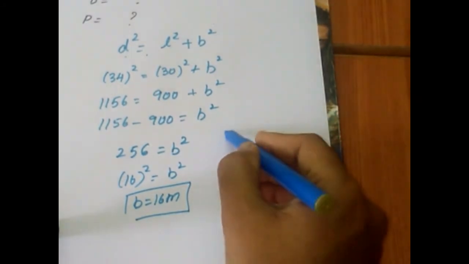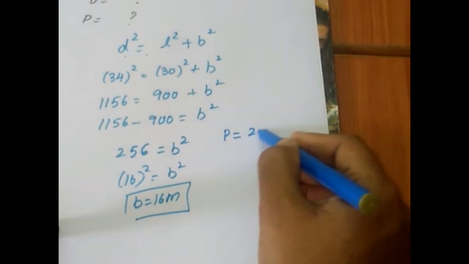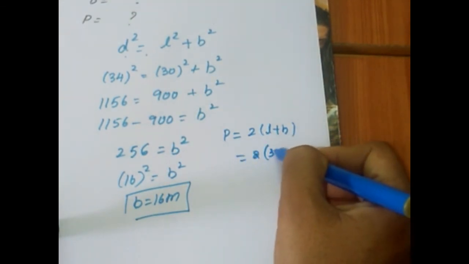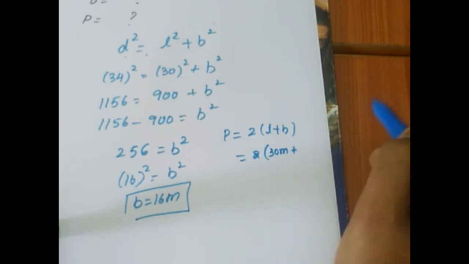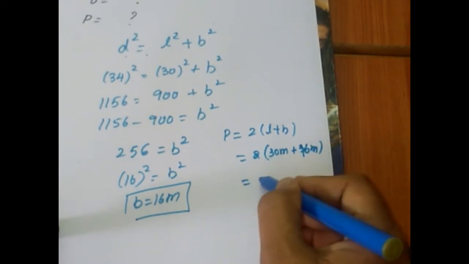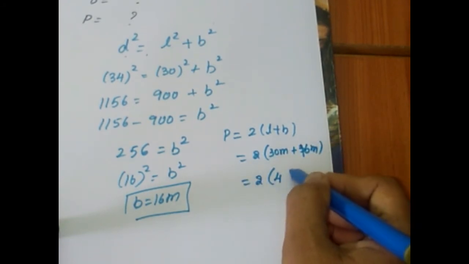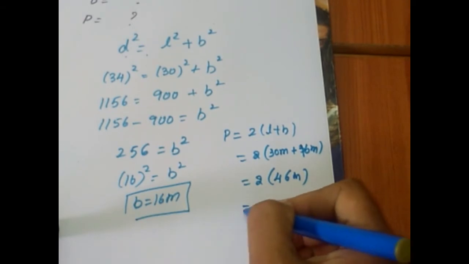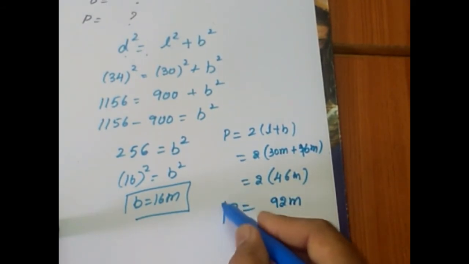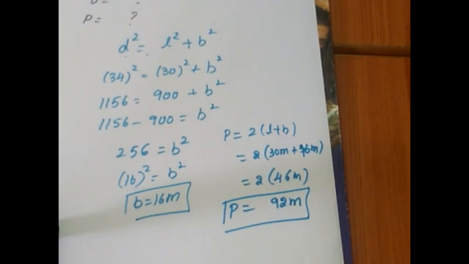Now we can calculate the perimeter, that is 2 into (L plus B). Length is 30 meter plus breadth is 16 meter, that is equal to 2 into 46 meter, which leads to 92 meter. So we calculated the perimeter of the rectangle, which is equal to 92 meter.